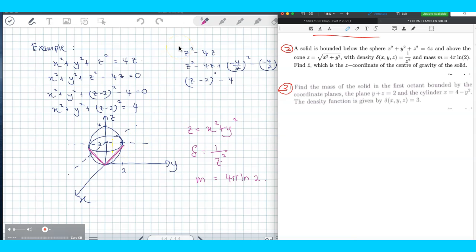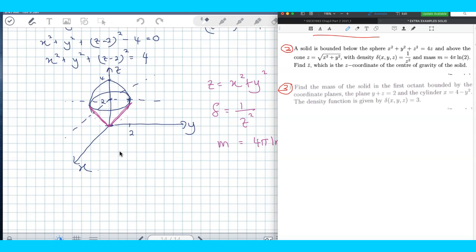So we have to erase the unwanted solid. Okay, above the cone, and below the sphere. Okay, so that is our solid. It is an ice cream cone-like surface.